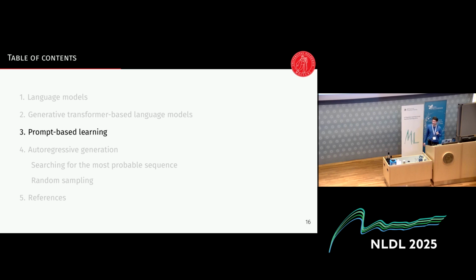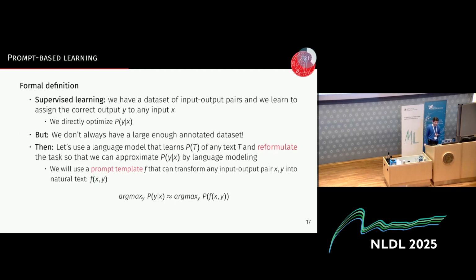So now let's move to this prompt-based learning. And how does it actually work, that we don't need any annotated data to perform some task? So first of all, you already saw what supervised learning is. So let me just reformulate it a bit into this formalism here. So in supervised learning, you have a data set of some input and output pairs, and you really learn to assign the correct label Y to any input X.